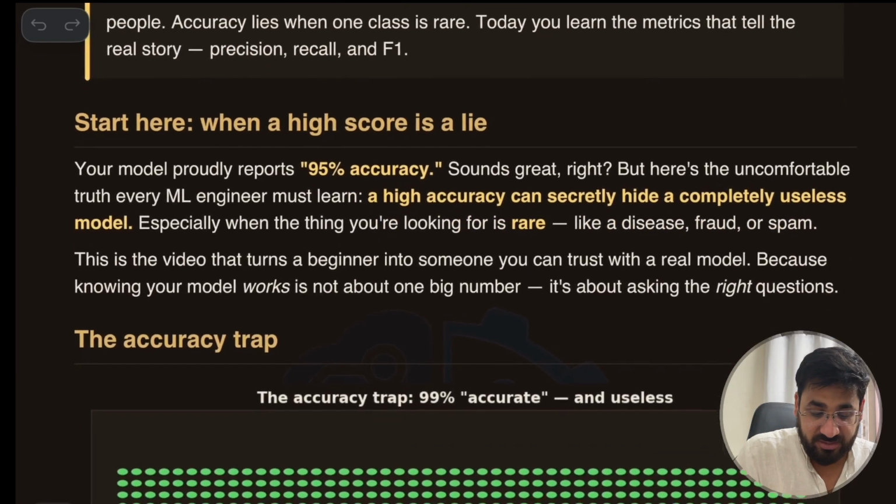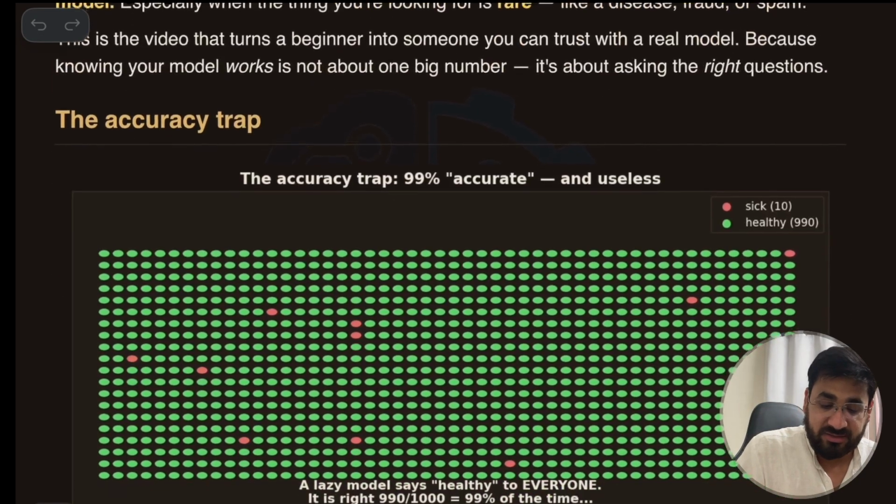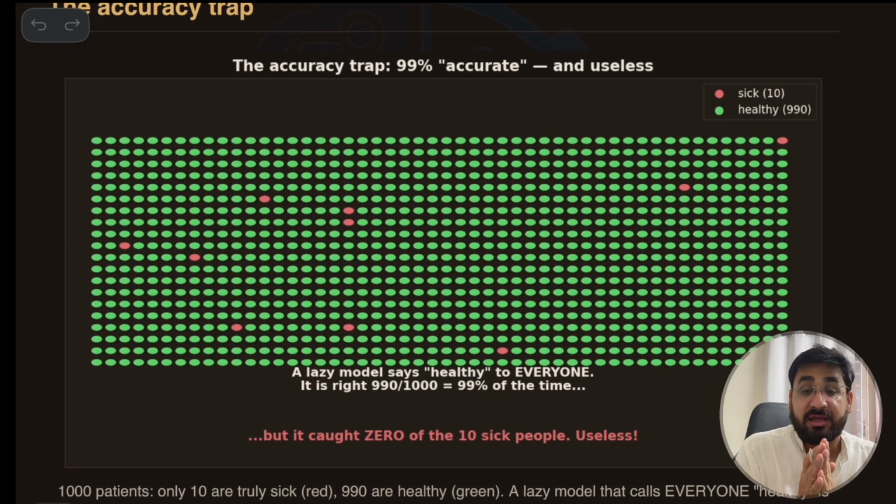Why I am saying this? Take an example of this, and in this example here you have a diagram. You can see right now we have 1000 points, and here I'm not referring points, I'm referring here as people. We have 1000 people, and those green are healthy. Among them, 990 are healthy people, and 10 people are there who are actually sick.